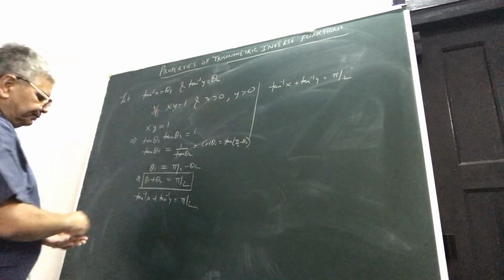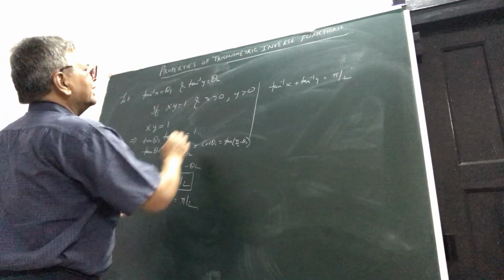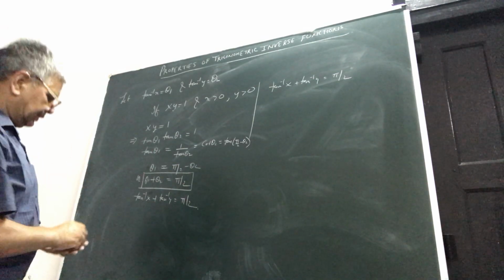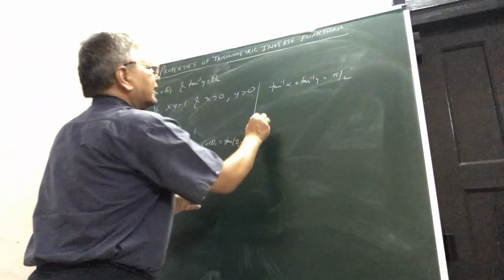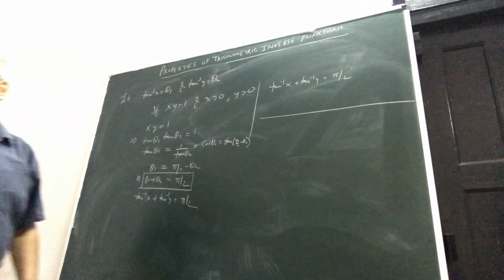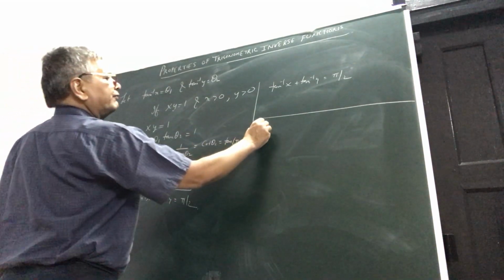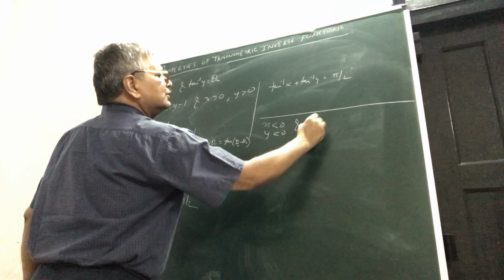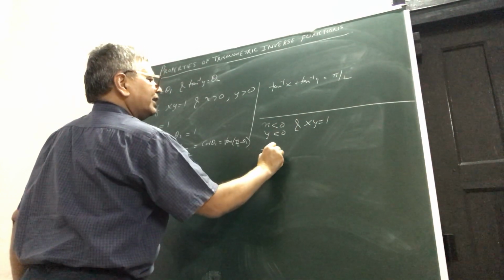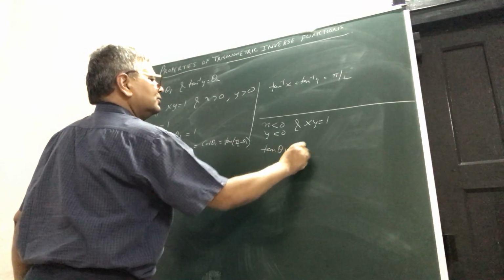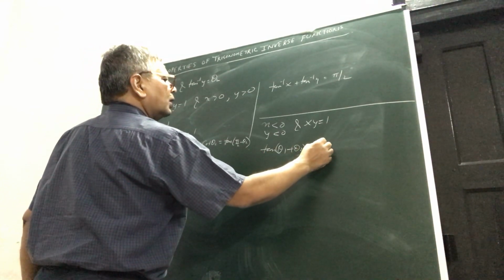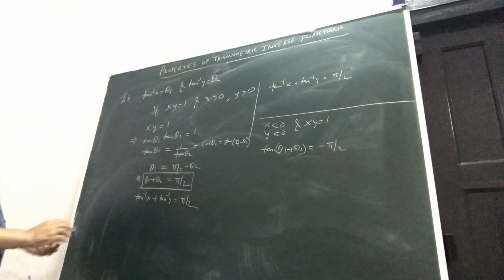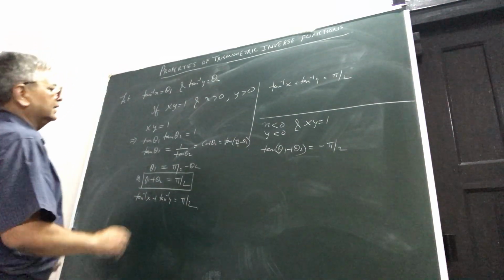This time what you are doing? Now the case is, if x is less than 0, y is less than 0 and xy is equal to 1, then we have to prove tangent theta 1 plus theta 2 is nothing but minus pi by 2. Simple. This result again can be obtained from the first result in the indirect manner.